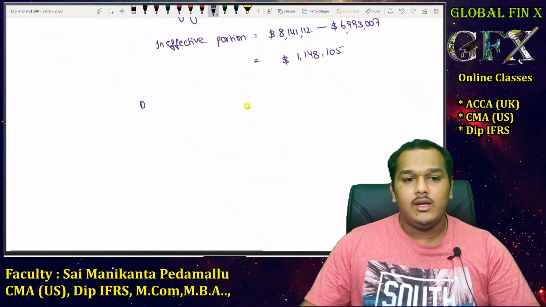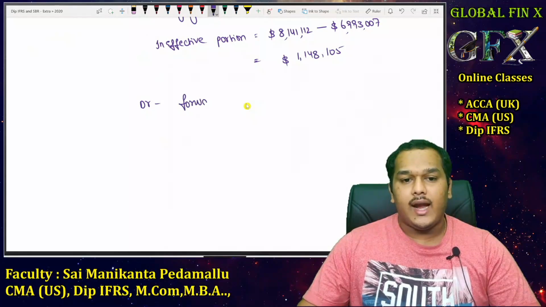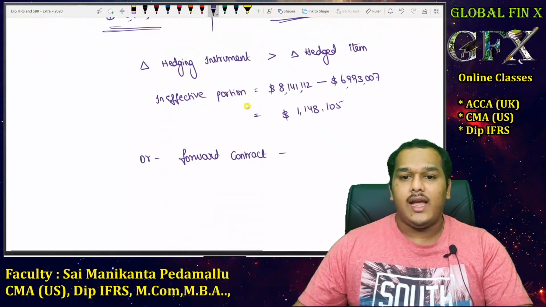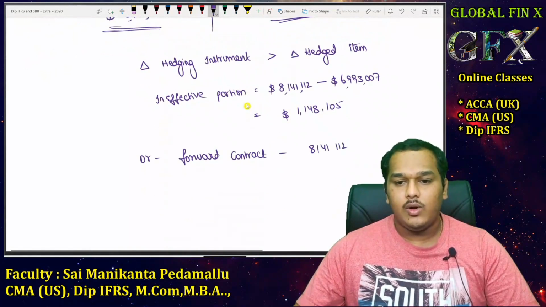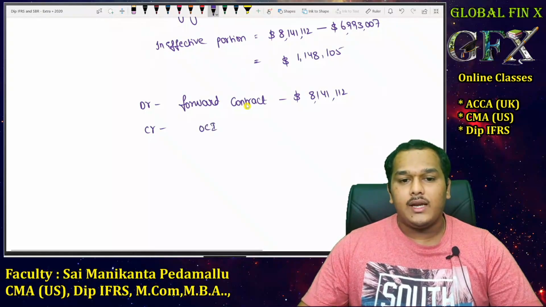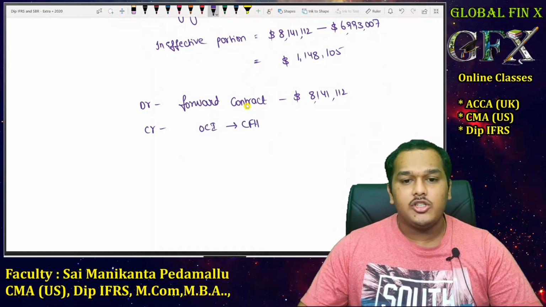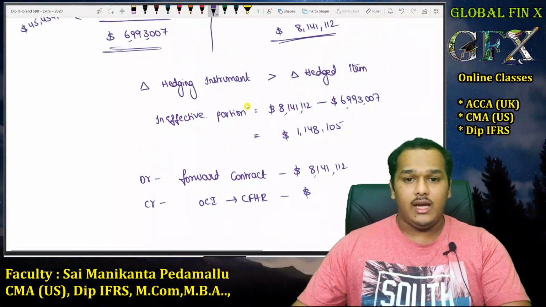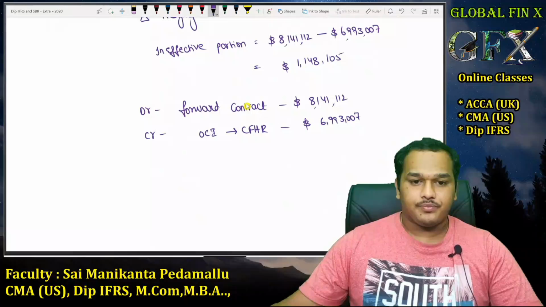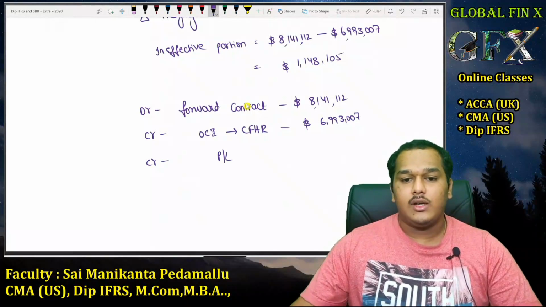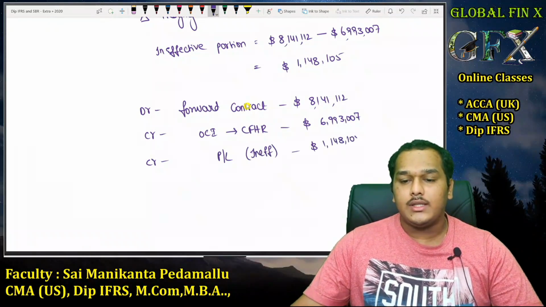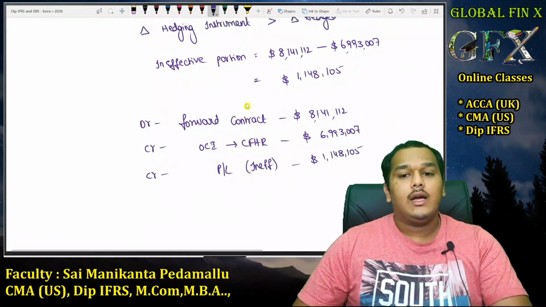So what shall be the entry here? Debit forward contract, the total gain of 8,141,112. This is the total derivative value. Credit other comprehensive income, and from there it will go to cash flow hedge reserve, the effective portion of 6,993,007, and credit profit and loss, the ineffective portion of $1,148,105. I hope you guys understood it.